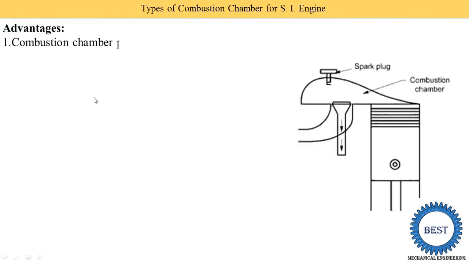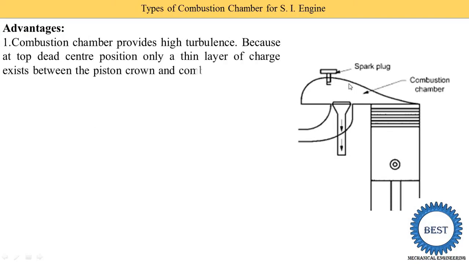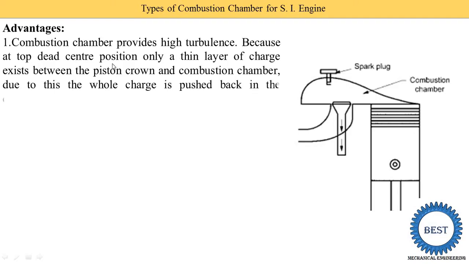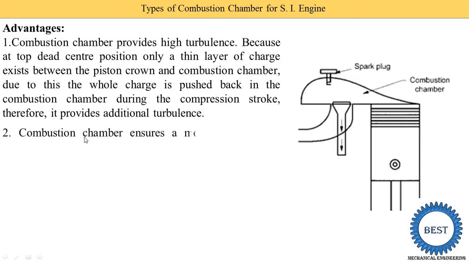Now what are the advantages? The combustion chamber provides high turbulence, because this curved shape also helps create high turbulence. At the top dead center position only a thin layer of charge exists. It means when the piston is at top dead center, this space is smaller. So a thin layer of charge exists between the piston crown and the combustion chamber. This is the piston and this is the combustion chamber, so a small thin layer is available. Due to this, the whole charge is pushed back into the combustion chamber during the compression stroke. Therefore it provides additional turbulence.